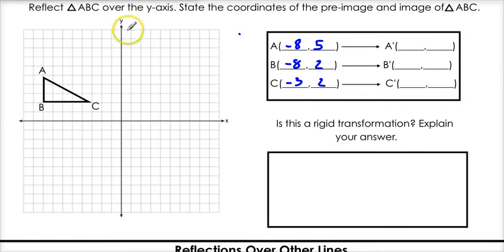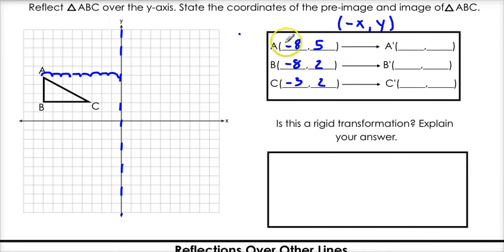Now, if I want to reflect this over the y-axis, which is right over here, we could count each one of these points, see how far it is away. So A is 1, 2, 3, 4, 5, 6, 7, 8. You could do the whole counting method, or we could just use the rule. And the rule we just figured out was we just change the x, keep the y.